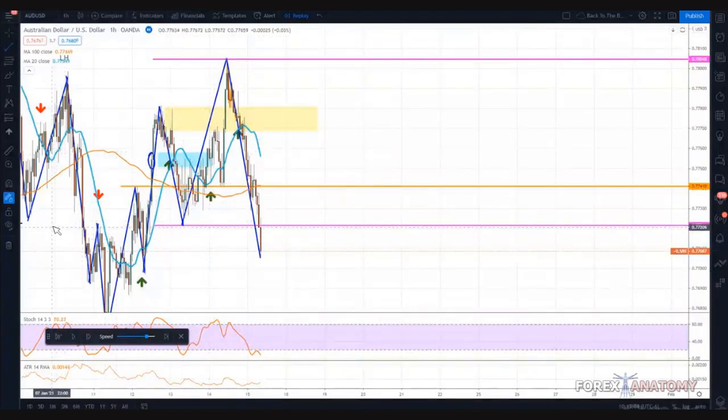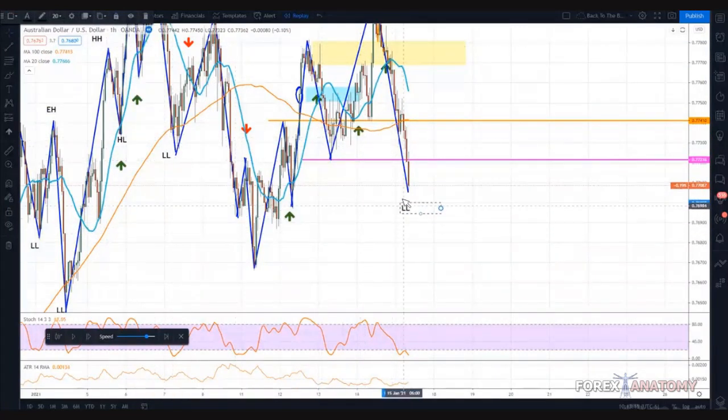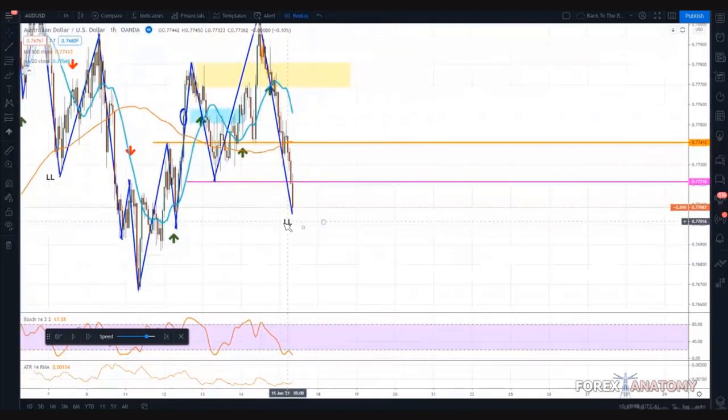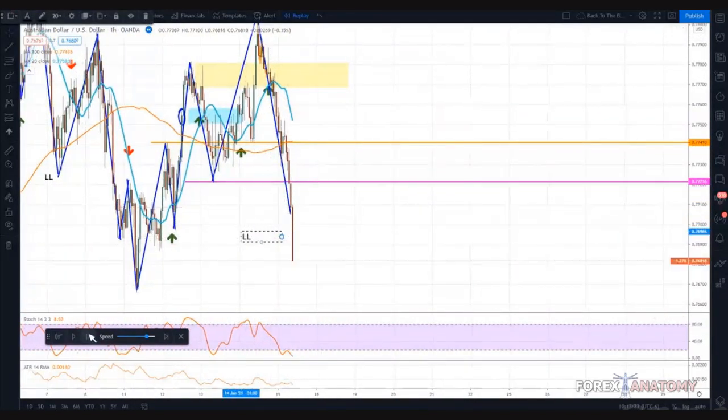So in this case right here, we have this lower low. Let me clone this and bring this over. We have a lower low. And what do we need to look for next? We need to look for a lower high. But let's see how far this low goes before we get the correction.